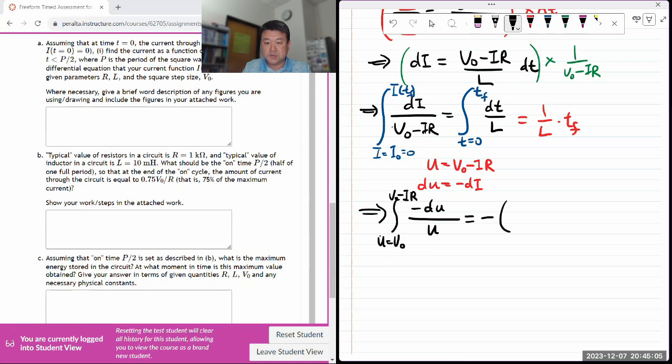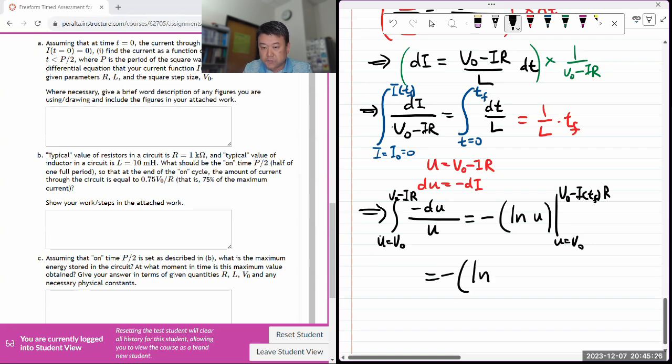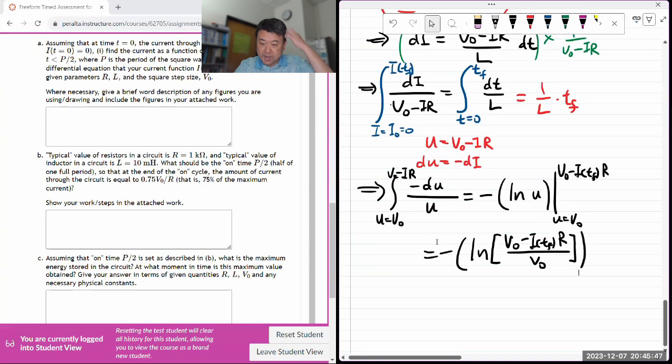Okay, I think I can do this integral. This is minus the integral of 1 over u, which is natural log of u, evaluated from u equal to V naught to V naught minus I(t) r. Plugging those in, I get natural log of the upper bound minus the natural log of the lower bound. Doing the logarithm algebra, I get V naught minus I r divided by V naught. I'm skipping that step to save a little time. So okay, let me put this all together.